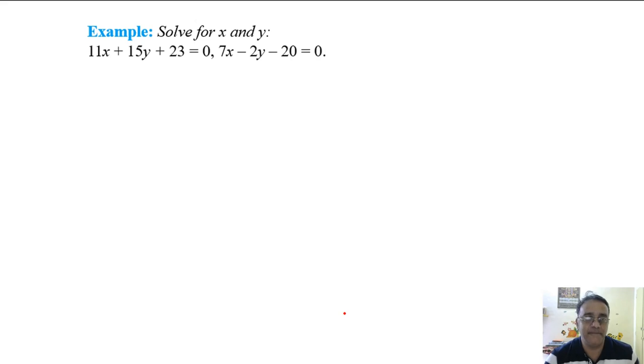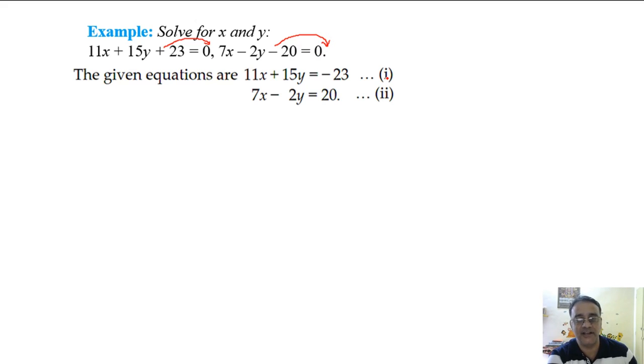Solve for x and y. 11x + 15y + 23 = 0 and 7x - 2y - 20 = 0. We will shift the -23 to this side, and the -20 becomes +20. We denote these as Equation 1 and Equation 2. Is this first step clear to all of you?